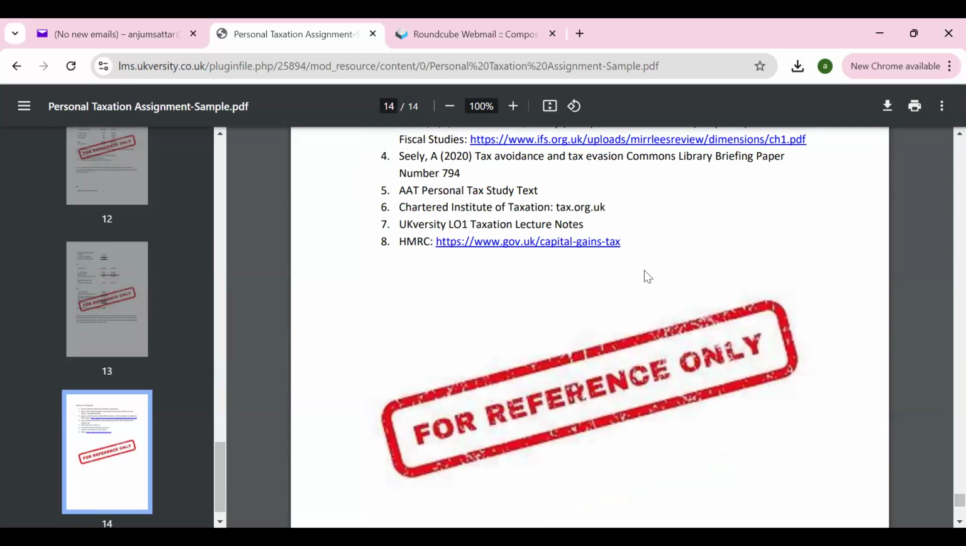The only problem you will see here is that for HMRC, it should be in a bracket which year I'm using, and it should have the access date when I was on the website. But in this sample, that's not given. So please, I'll go through the Harvard reference.